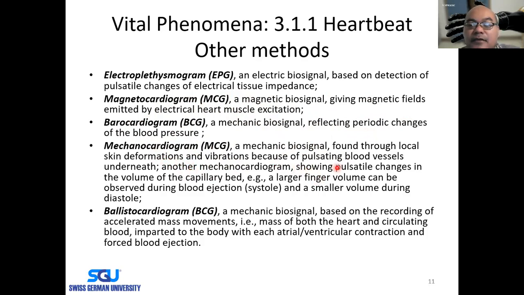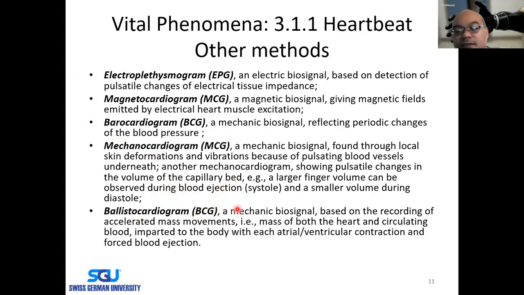So another mechanocardiogram shows pulsatory changes in the volume of the capillary bed. A larger finger volume can be observed during blood ejection and a smaller volume during diastole. So this one measures only the volume changes, while this one measures the skin deformation and vibration due to the pulsating blood vessels underneath. So if you put the sensor on a big blood vessel, you can measure both the finger volume expansion and contraction as well as the vibration due to the pulsating blood vessels.